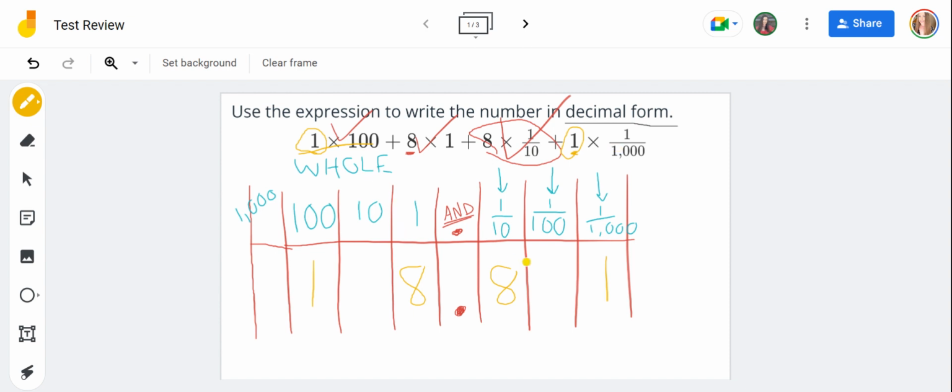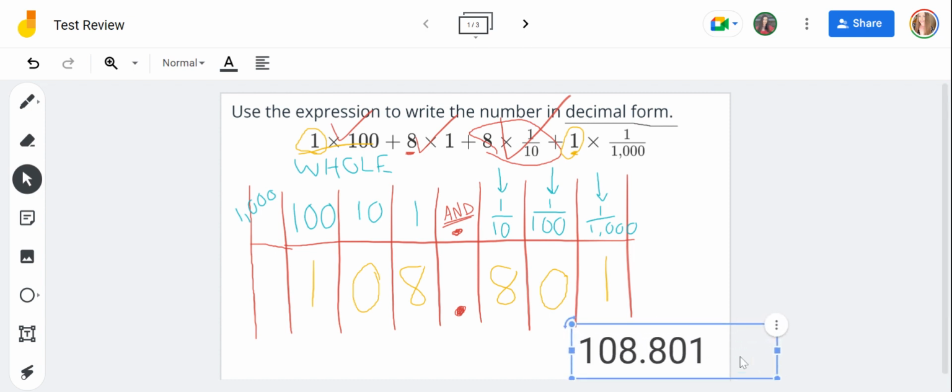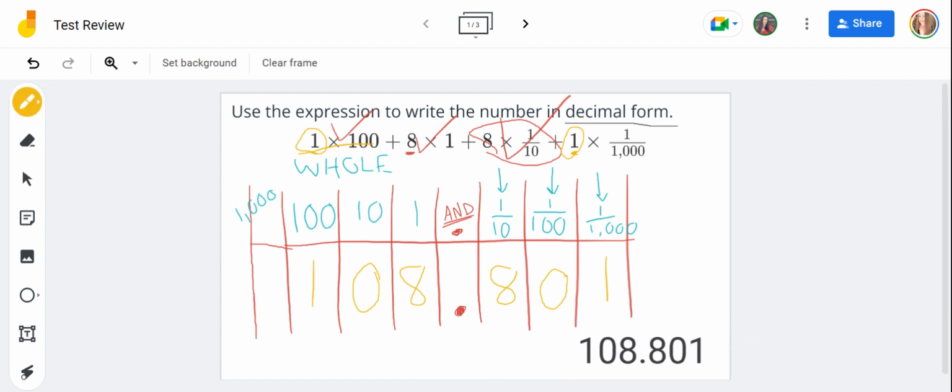However, I am not done. What do you think I have to put in these empty spots? That's right. I'm going to put zeros as placeholders. Okay, so I notice that my number is 108.801. I'm going to make that a little bit bigger so I can actually read it. So I would read this number as 108 and 801 thousandths.